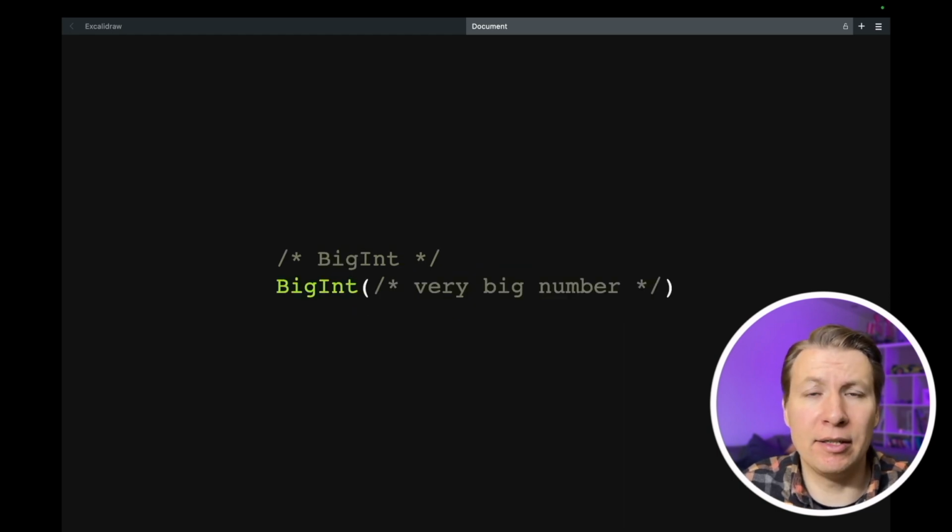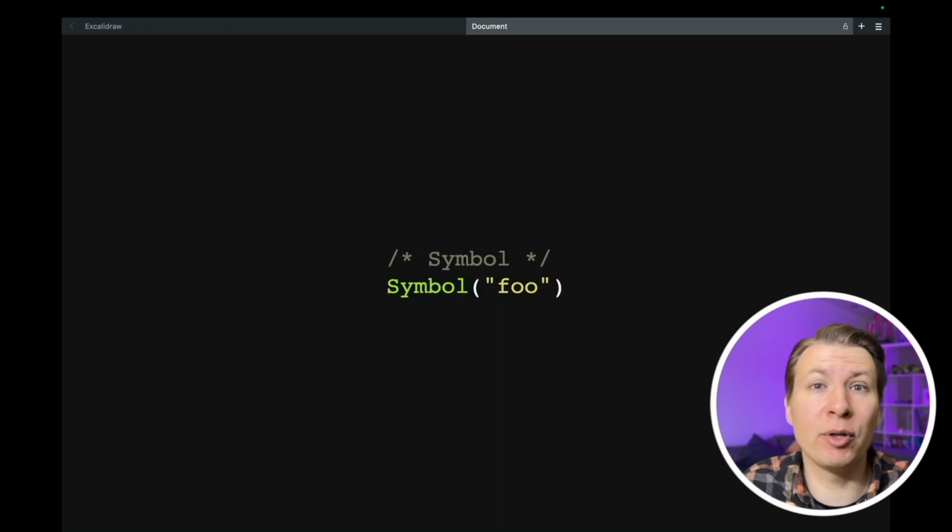Big int is used to indicate very big numbers, and we're not gonna take a look at it anytime soon because its purpose is very specific and we rarely use such big numbers. Same goes for symbol. Symbol has a very specific purpose, but we need to learn a bit of JavaScript first in order to understand what it does and why it's useful.